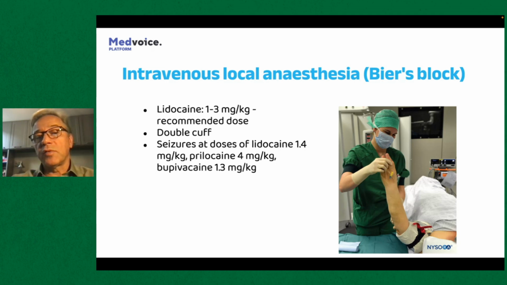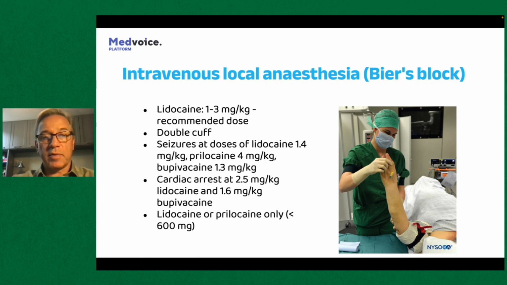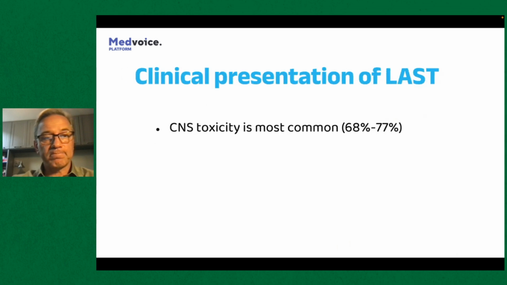Although I said 1 to 3 milligrams per kilogram, I wouldn't use more than 1 milligram per kilogram for intravenous regional anesthesia. And cardiac arrest has been noticed with lidocaine doses of 2.5 and bupivacaine 2.6 milligrams per kilogram. Okay. So we do not ever use bupivacaine for this type of anesthesia and mainly use lidocaine or prilocaine. But prilocaine you have to reduce to 600 milligrams maximum due to the risk of developing methemoglobinemia.